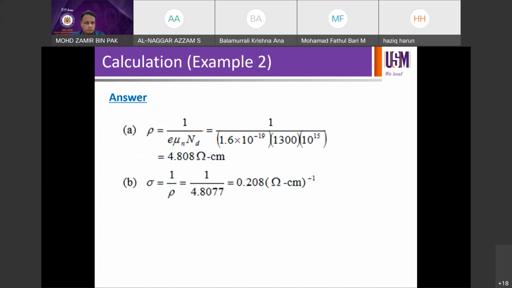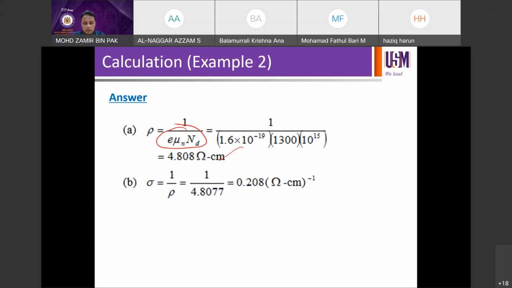Easy, right? So what you have to do is just plug in the equation for the resistivity, where resistivity is equal to 1 over conductivity, right? And the conductivity is equal to q or e times mu n times ND. You can use either one as long as you're consistent. That's it. q or e is 1.6 times 10 to the minus 19, times mobility 1,300, and ND equals 10 to the 15. And you got 4.81 ohm cm, right? 4.81 ohm cm. That's it.